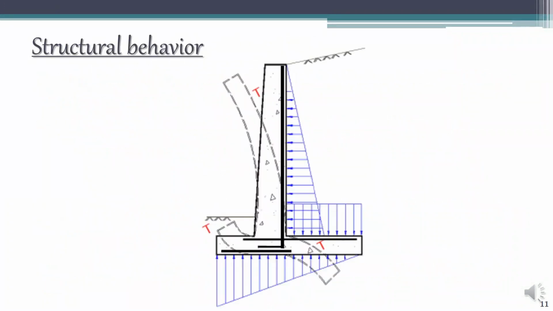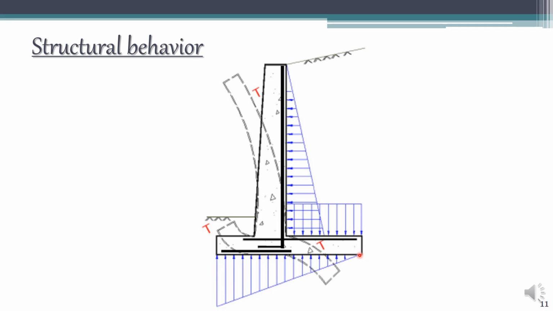Structural behavior. When we finally find all the loads on the cantilever retaining wall, it can be found that the stem is subjected only to the horizontal load from the lateral earth pressure. Here we have an overburden pressure from the soil as well as surcharge, and on the toe side the overburden pressure is usually neglected. There is also a base pressure distribution at the bottom, which is usually trapezoidal or triangular, with a higher value of Q max at the toe and a lower value of Q minimum at the heel.